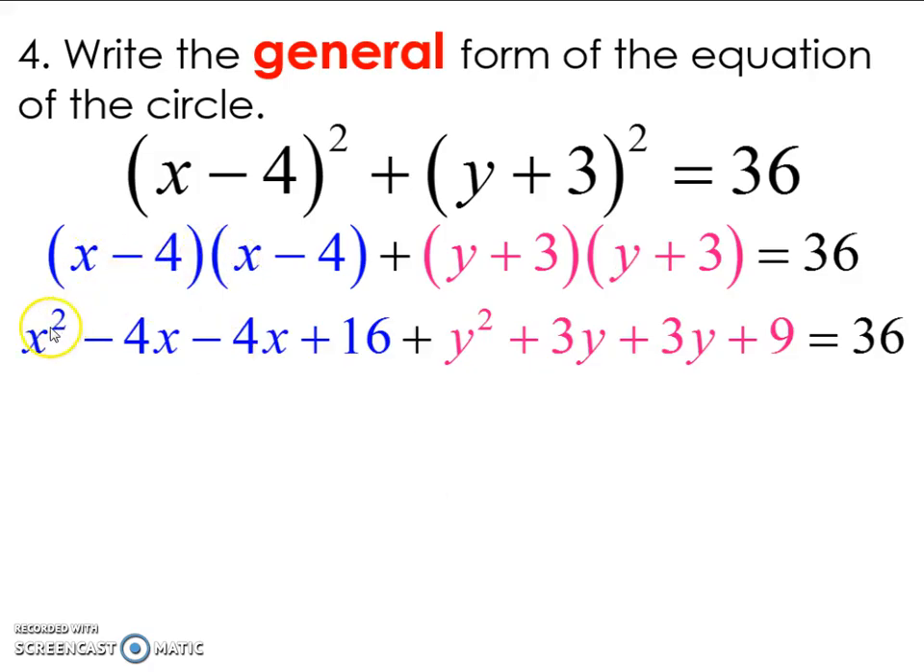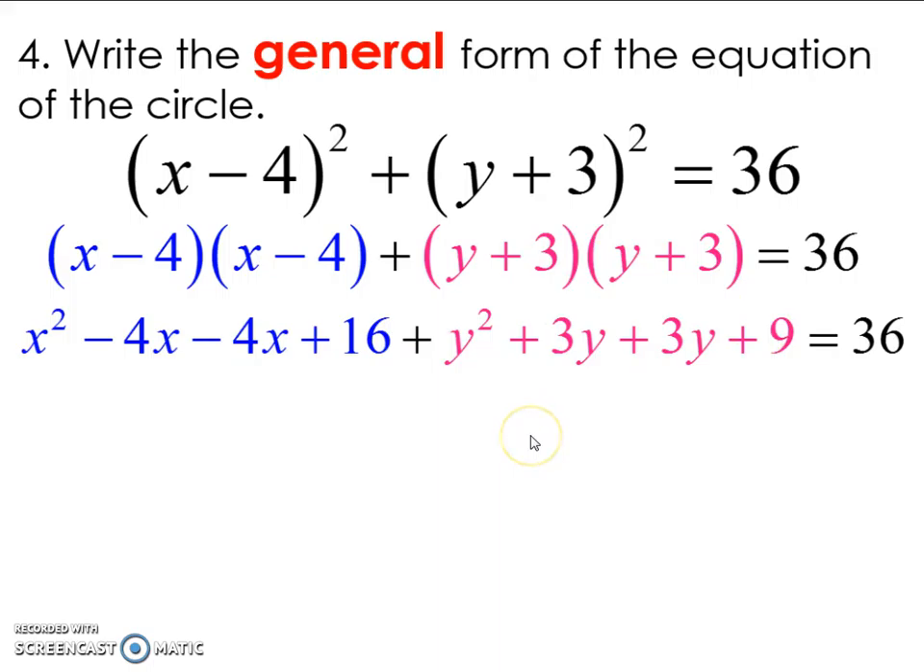x times x is x squared. x times -4 is -4x. -4 times x is -4x. -4 times -4 is plus 16. Be careful with your signs. Same with the y's. y times y is y squared. y times 3 is 3y. 3 times y is 3y. 3 times 3 is 9.